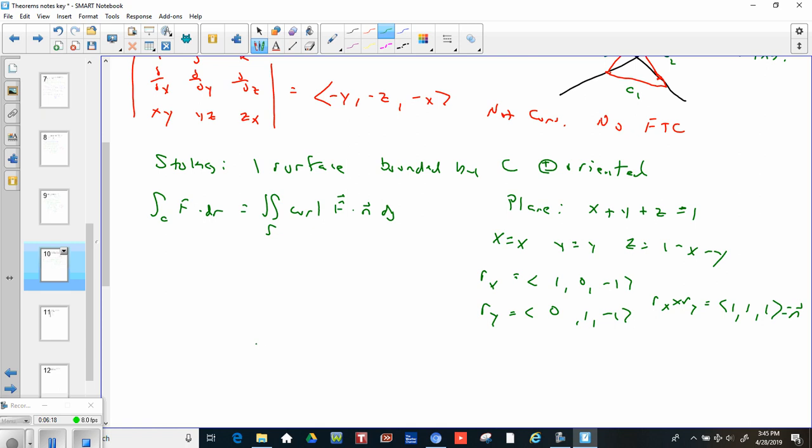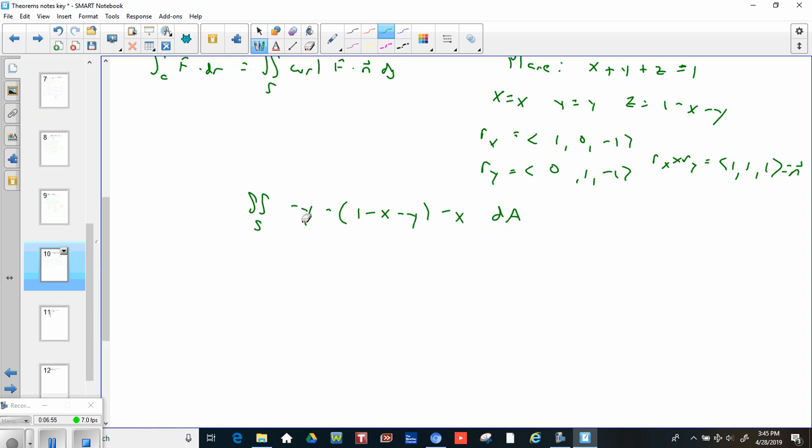So Stokes' theorem says I'm going to take the double integral over our surface of the curl, which is this, dotted with this normal vector. Well, dotting this with 1, 1, 1 is just going to give us minus y minus z minus x. But I'm going to replace the negative z with its parameterization, 1 minus x minus y. So minus y minus (1 minus x minus y) minus x dA. And this one is really nice. This negative y minus a minus y, that's gone.